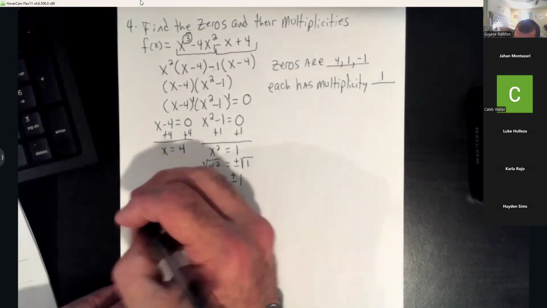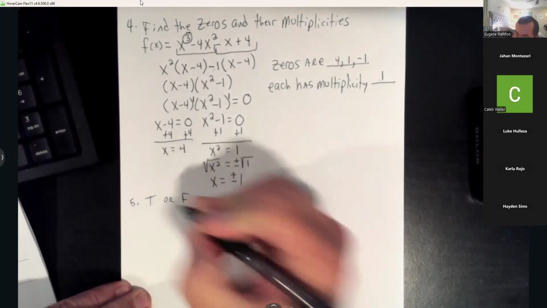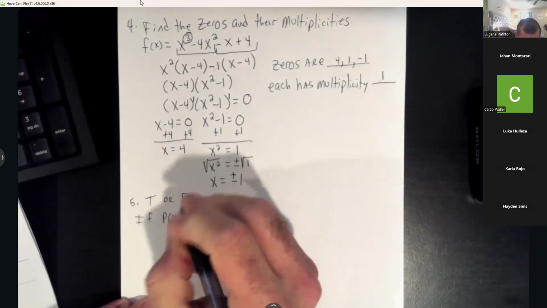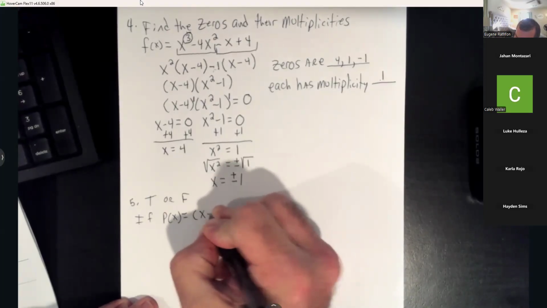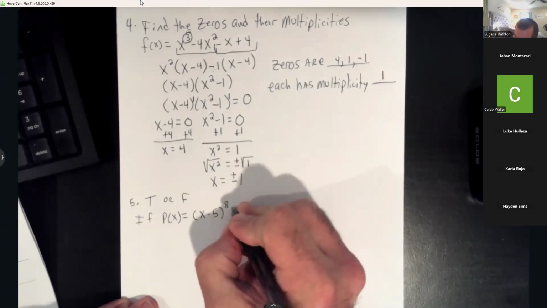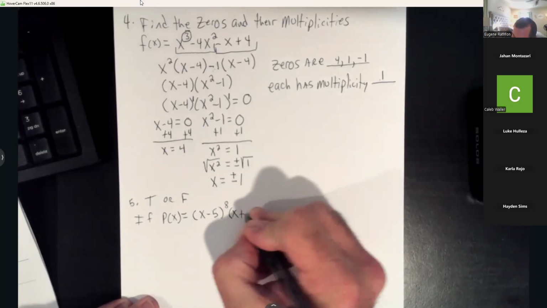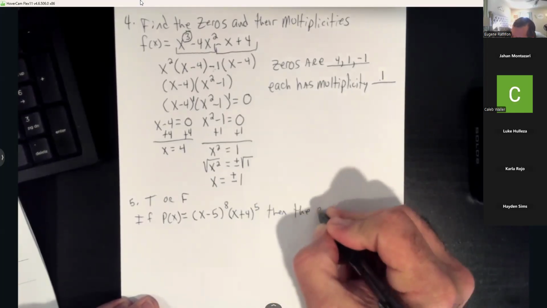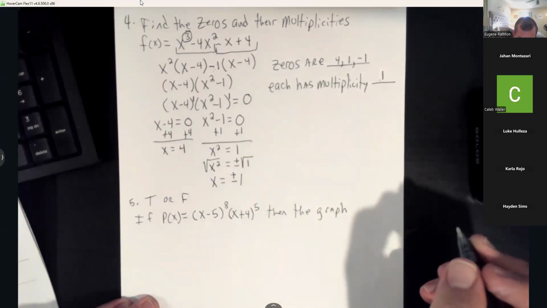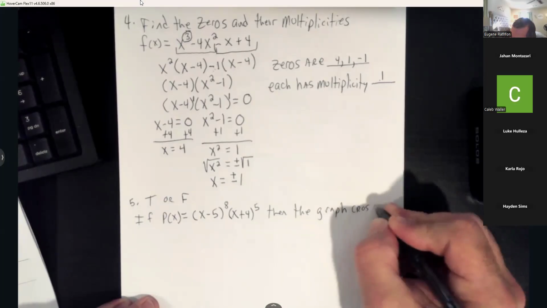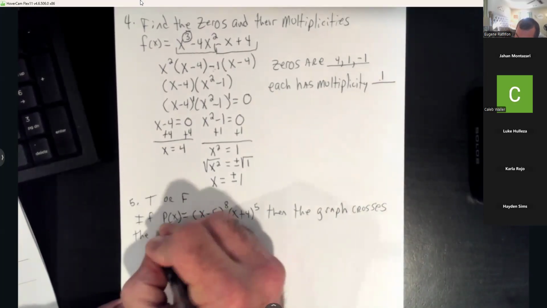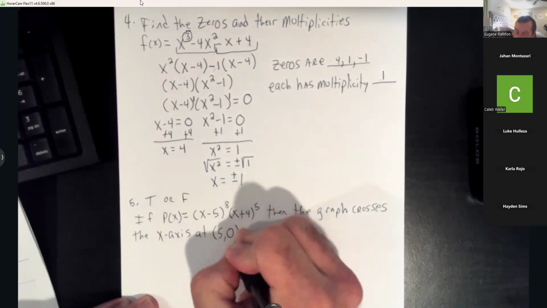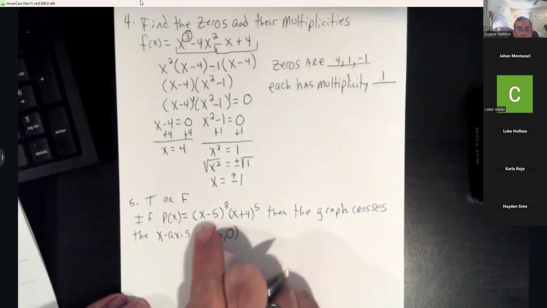Alrighty, y'all. This one is true or false. If P of x equals x minus 5 to the 8th times x plus 4 to the 5th, then the graph crosses the x-axis at the point 5, 0. So we're going to figure out if this is true or false.